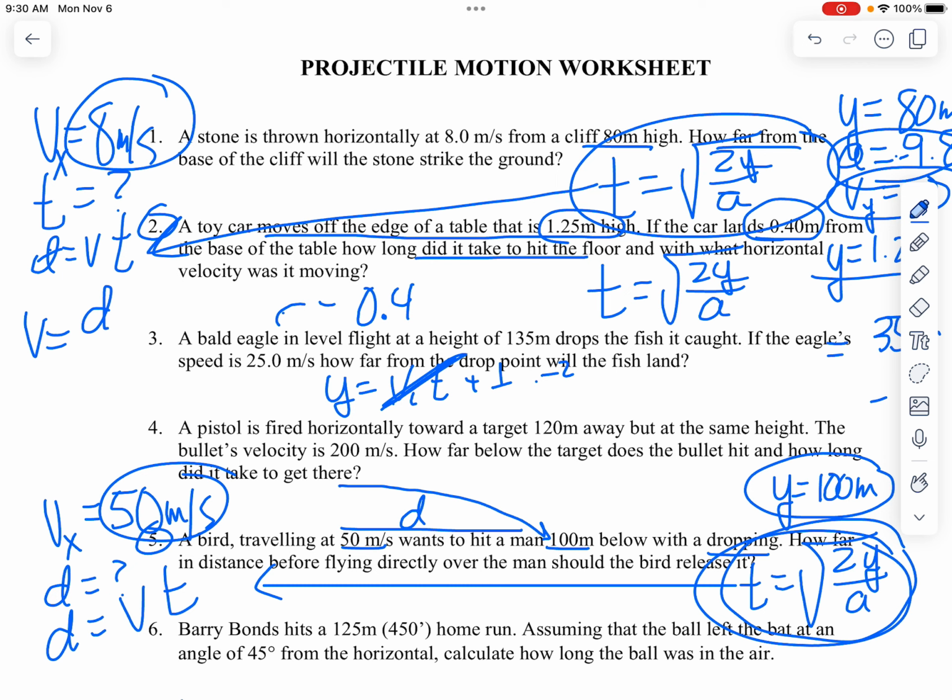Okay? All right, those are some good problems on projectile motion when something is launched horizontally. If you got questions, please let me know.